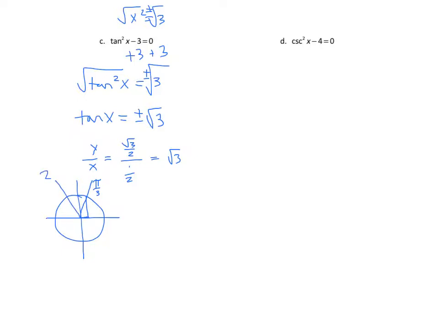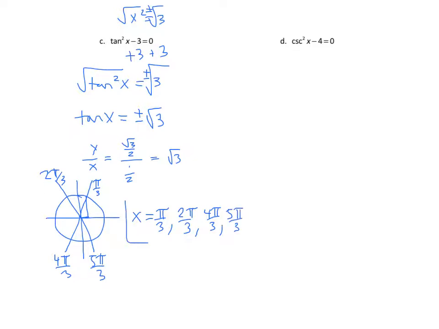Also 2 pi over 3, 4 pi over 3, and 5 pi over 3. All four of those places have a tangent value of radical 3. So x can be pi over 3, which has a tangent value of positive radical 3. 2 pi over 3 has a tangent value of negative radical 3. 4 pi over 3 is positive radical 3, and 5 pi over 3 is negative, but it could be positive or negative. So all four of those angles are solutions.